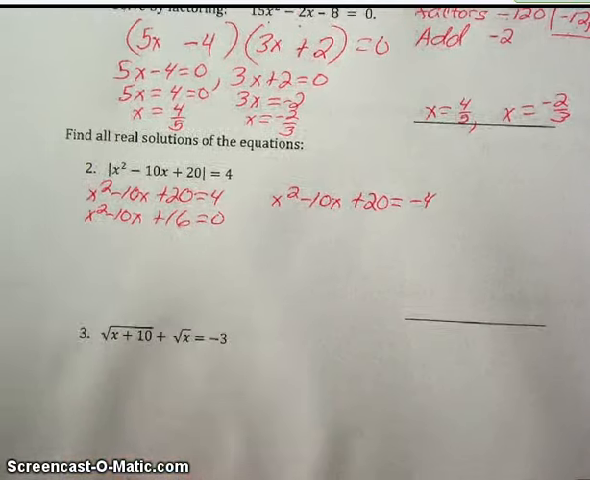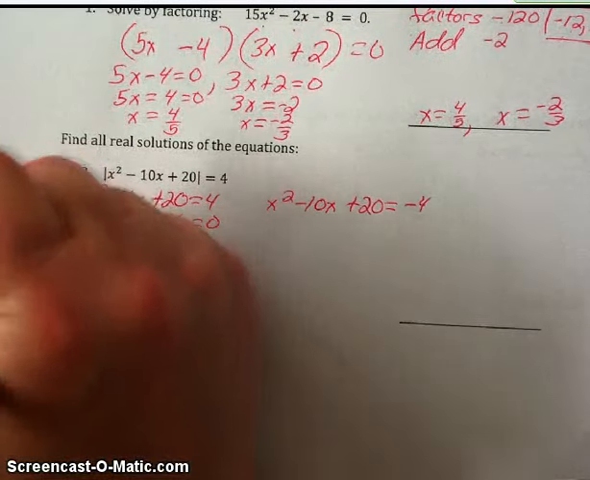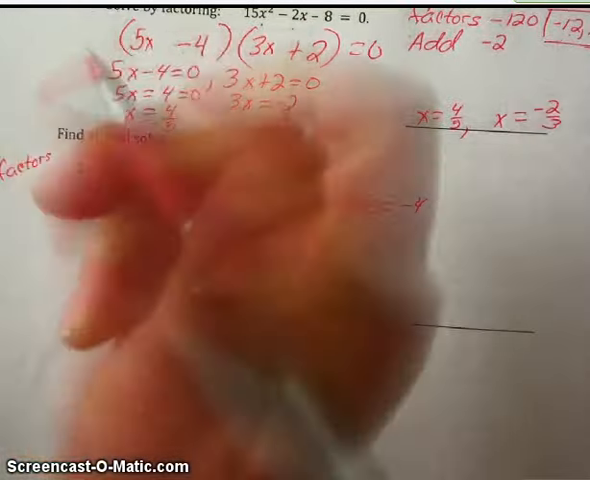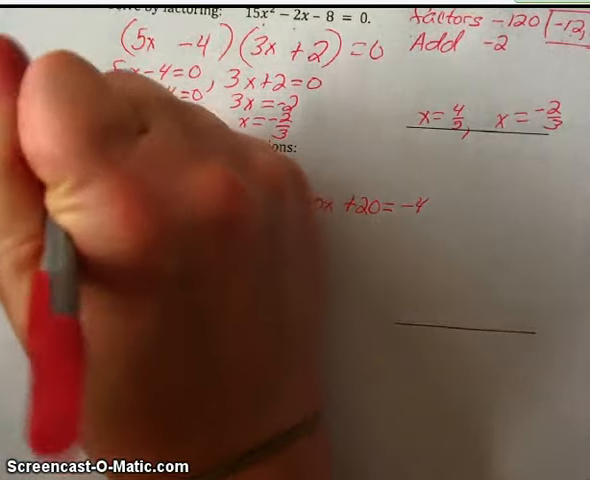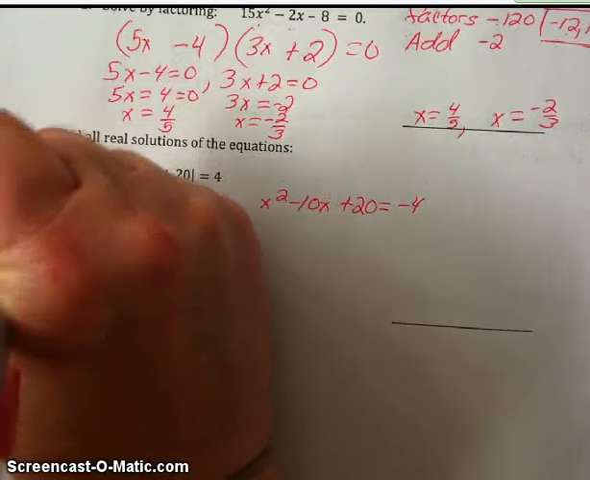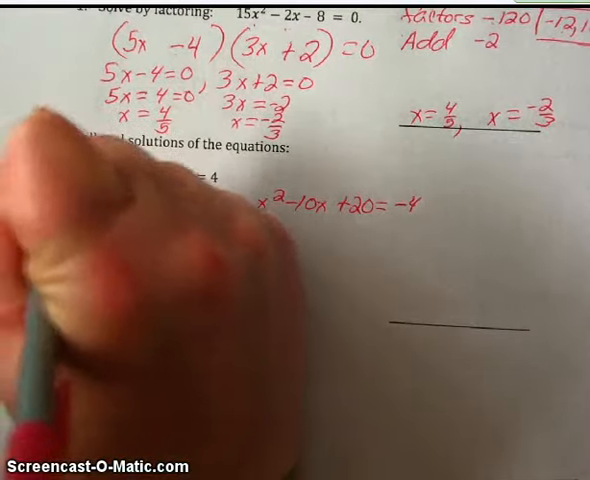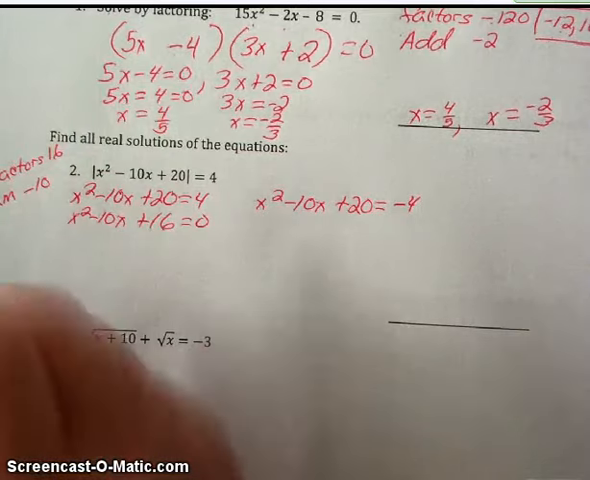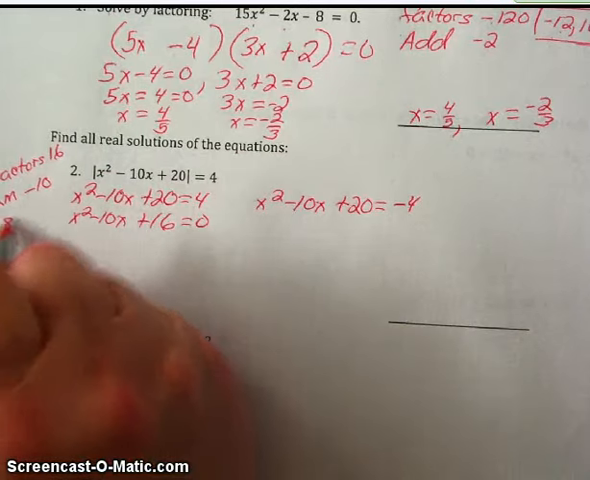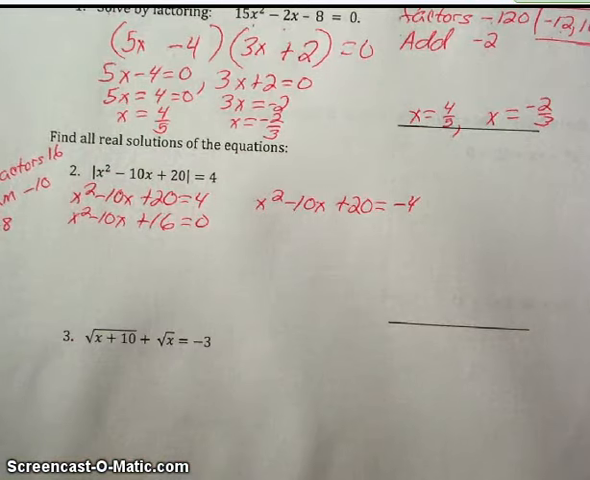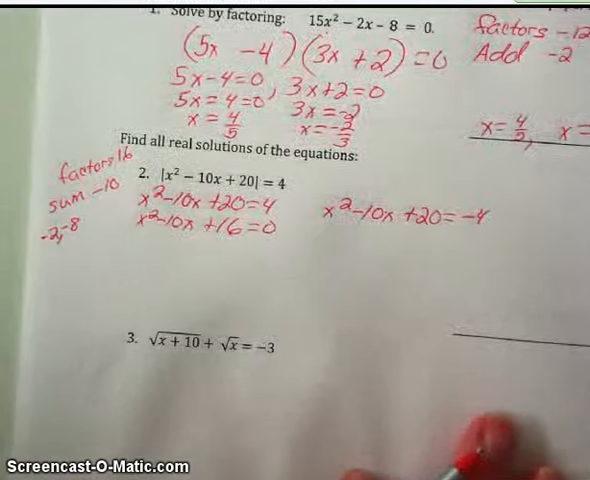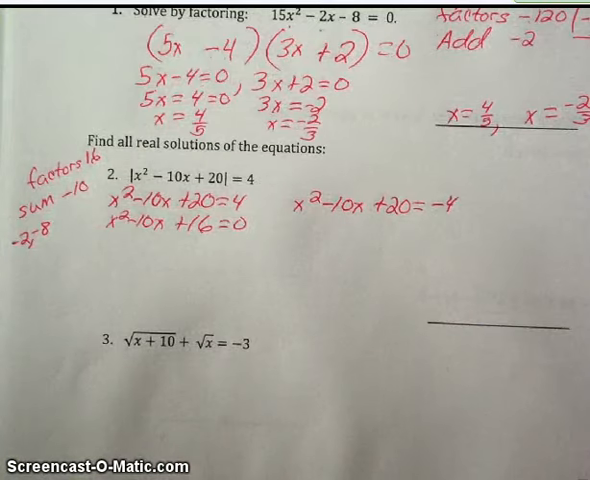Okay. Let's see if I can factor this. I need factors of 16 whose sum is negative 10. So let's see, what can I factor? I can do 2 and 8. Negative 2 and negative 8, oops, you can't see that. Negative 2 and negative 8 multiply to positive 16 and add to negative 10.